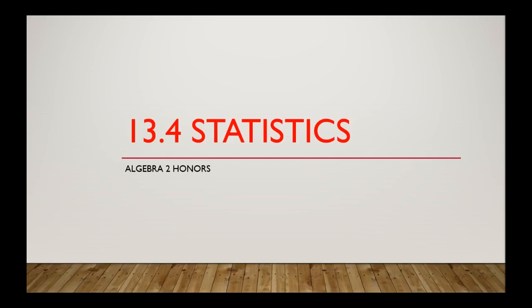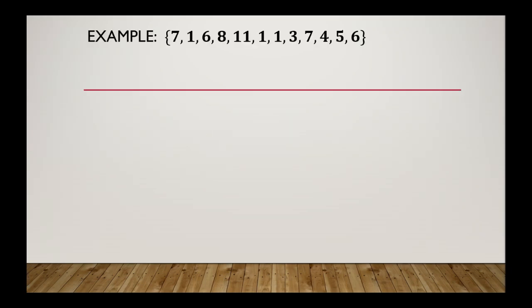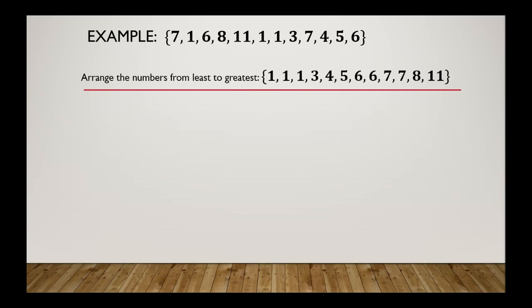Hello, Algebra 2 honors. Today we are going to cover the last section of chapter 13, which is on statistics. So going to our first example here, I have a data set of 12 values, and typically when you are working with data like this, you always want to arrange the numbers from smallest to largest because it's going to make things a lot easier when you're calculating things like median or range or quartiles, which we'll talk about later.